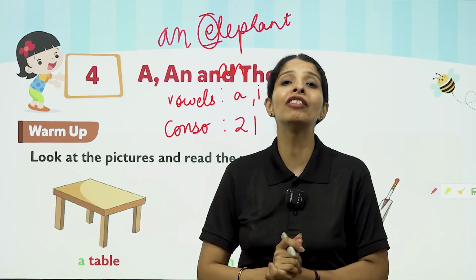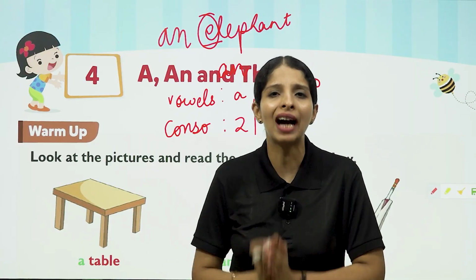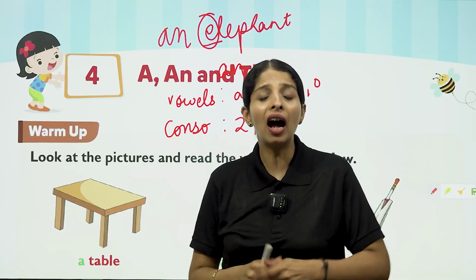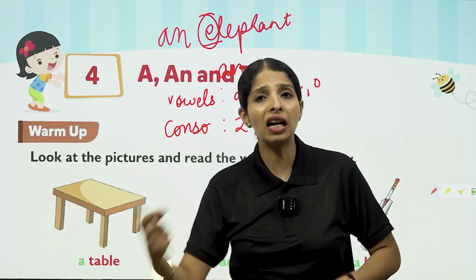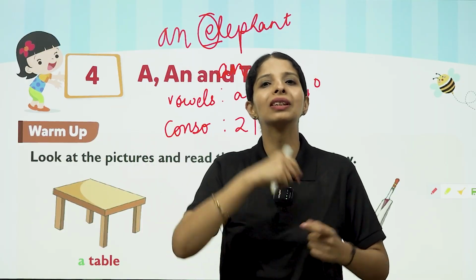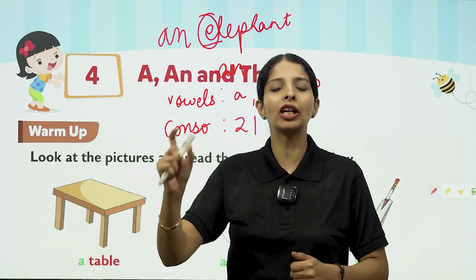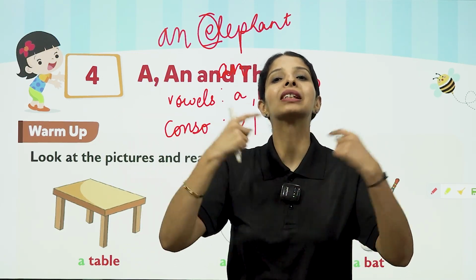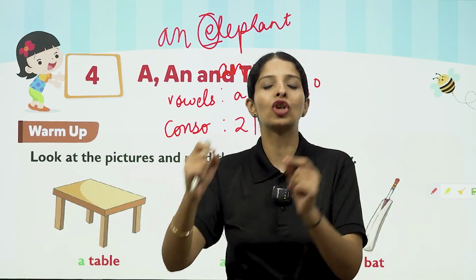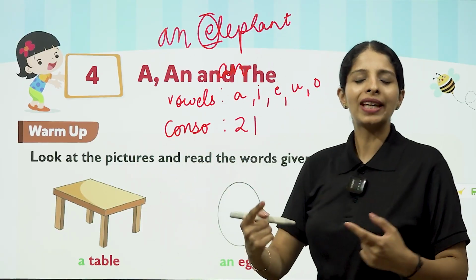The is used when we talk about plural naming words or the things that are one of its kind, specific. For example, the Taj Mahal, the sun, the earth, the moon, the plural stars. So, the stars. The jungle books. I am talking about jungle books, plural. So, the jungle books. A jungle books is wrong. The jungle books.